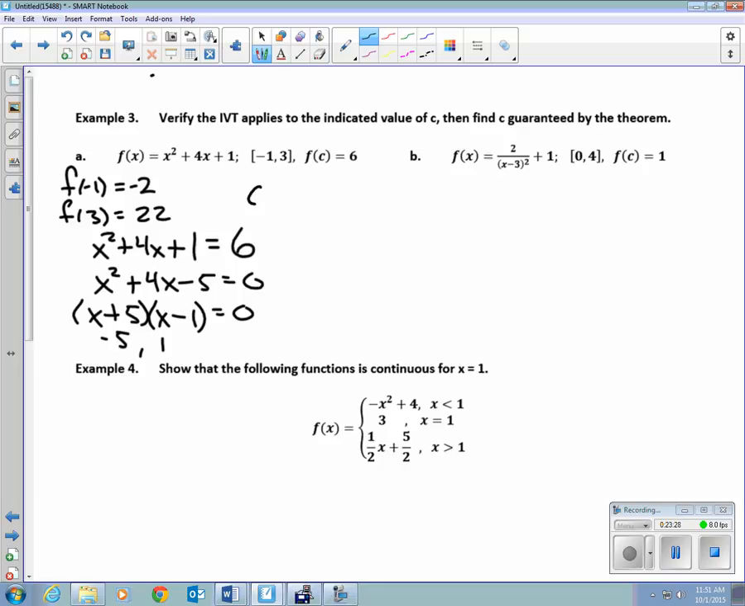C is 1. Why is it 1 and not negative 5? Because your interval is between negative 1 and 3. Is negative 5 within that interval? No. Is 1 within that interval? Yeah, so therefore we choose the number 1.